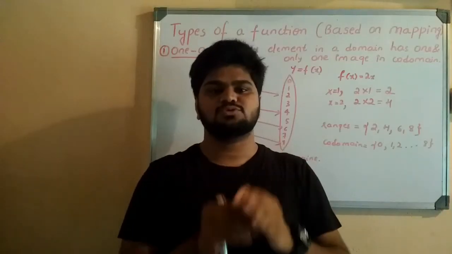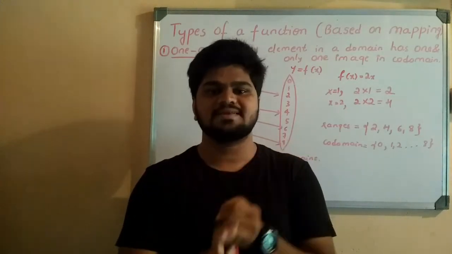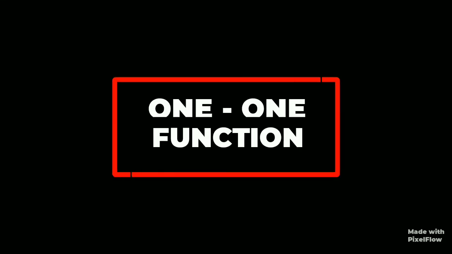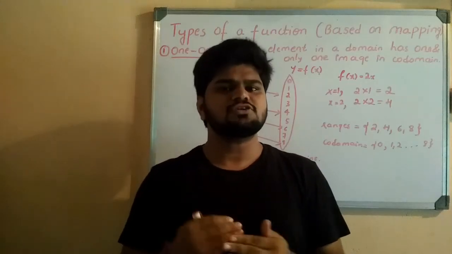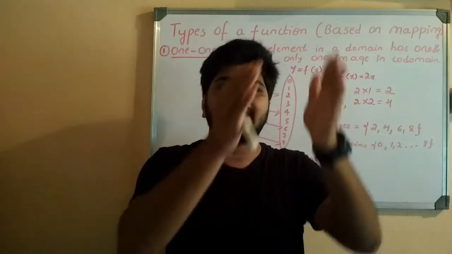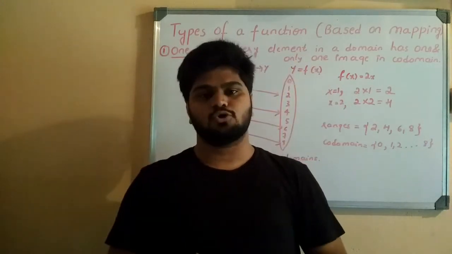We have many types of functions. In that I am going to cover one-one function, many-one function and onto function in detail. So first of all, what is a one-one function? One-one function means every element in a domain has one and only one image in a codomain.